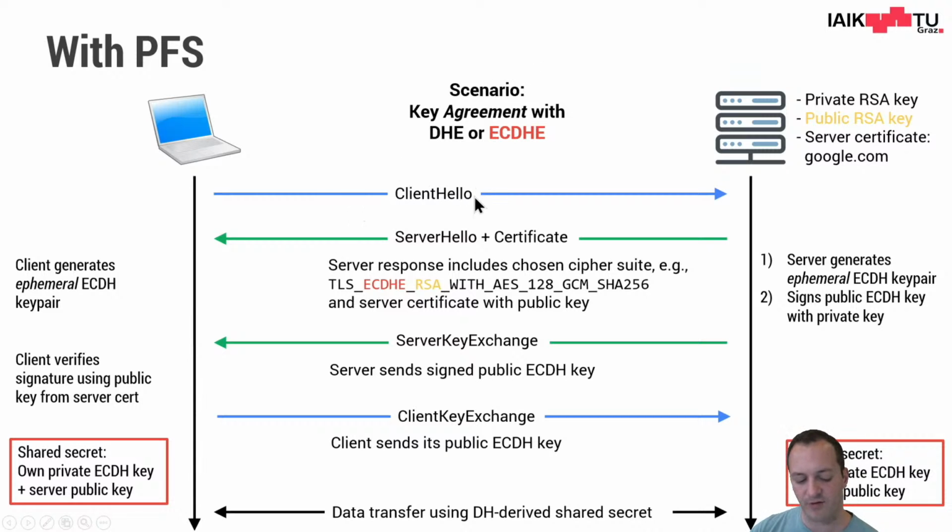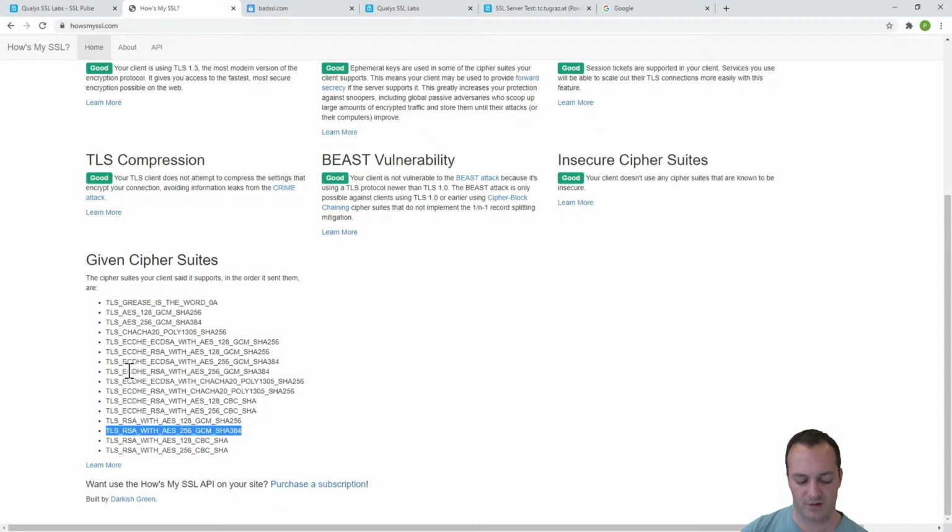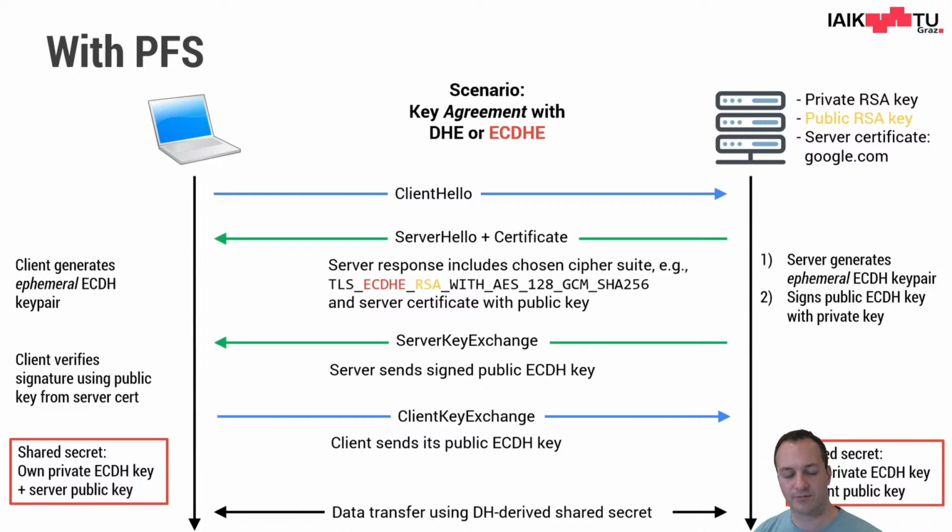So again, this is the handshake that happens in such a perfect forward secrecy scenario. The client sends a client hello, the server replies, but in this case the client offers a cipher suite that supports ephemeral key pairs. This E here is important. And the server picks such a cipher suite, like in this case here. And of course the server sends the certificate that includes the public key.